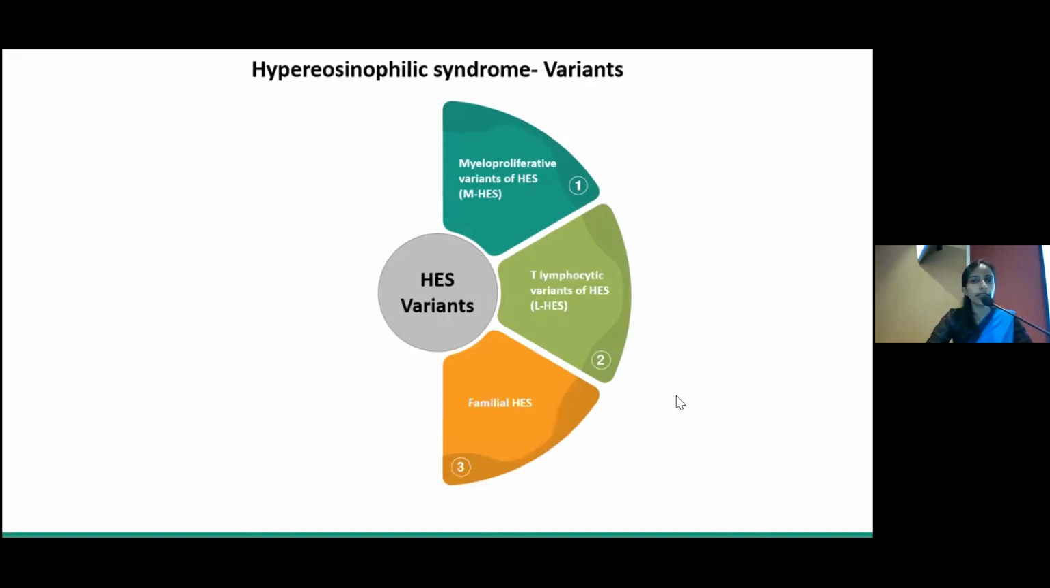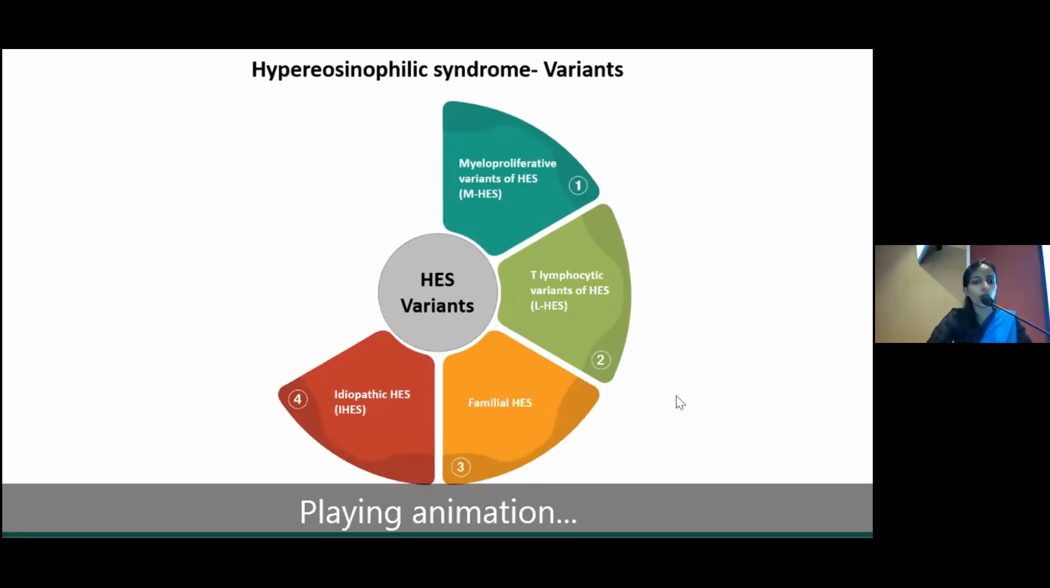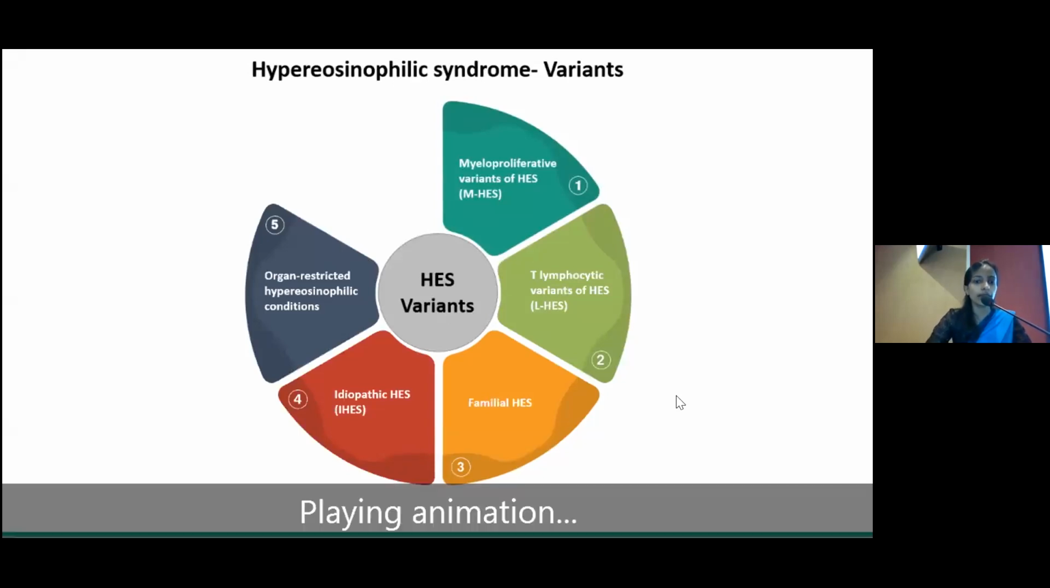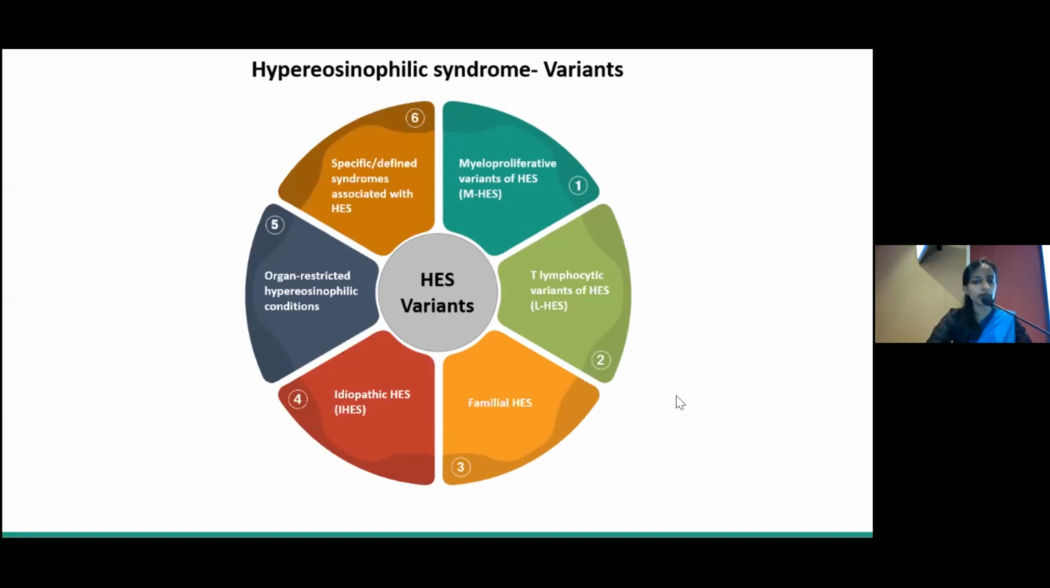Then the third entity is familial, which is usually autosomal dominant. There's another entity called idiopathic. So 75% of cases of hypereosinophilic syndrome fall under this category. Then there's this organ-restricted subtype where only one organ is involved. And then there are specific or defined syndromes with hypereosinophilic syndrome.